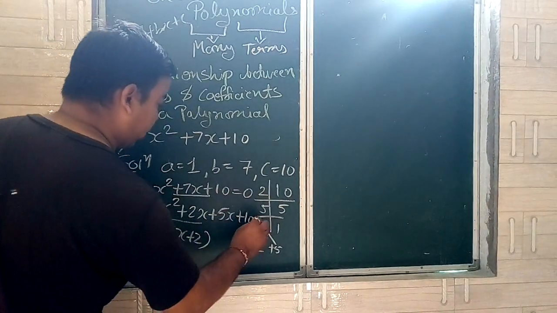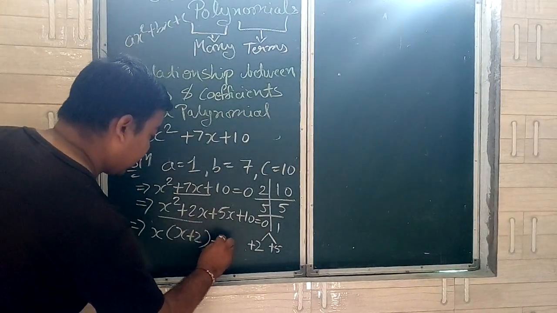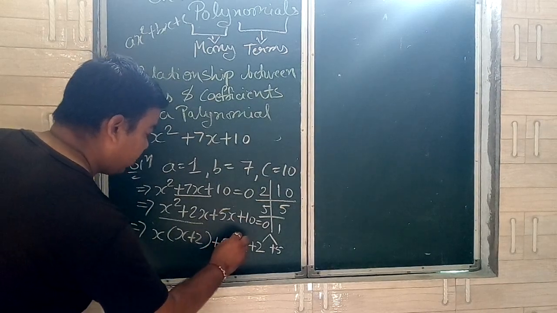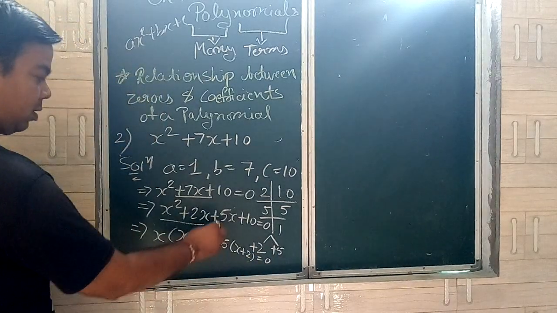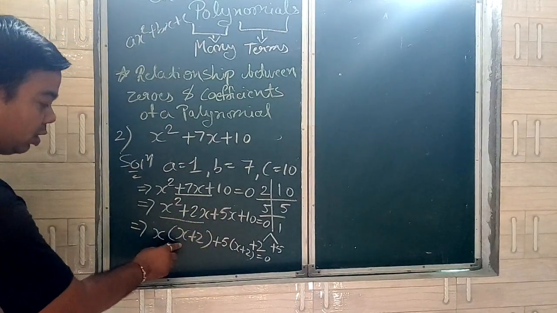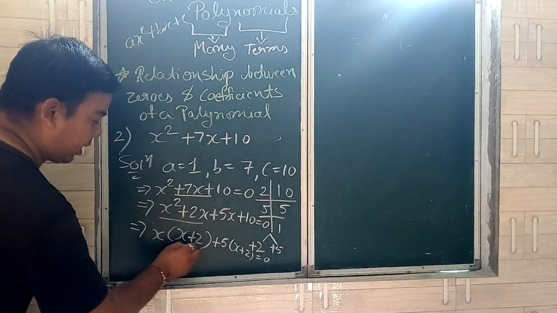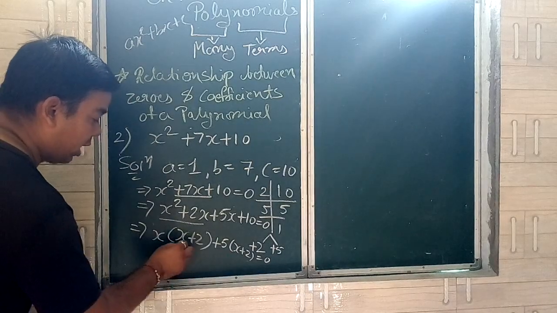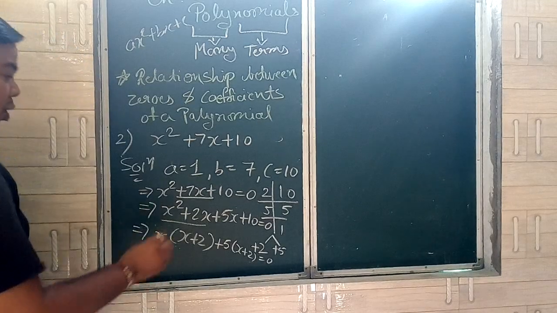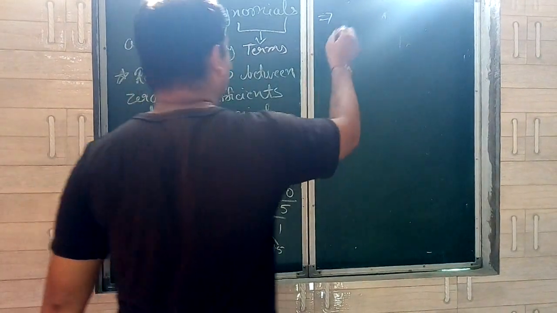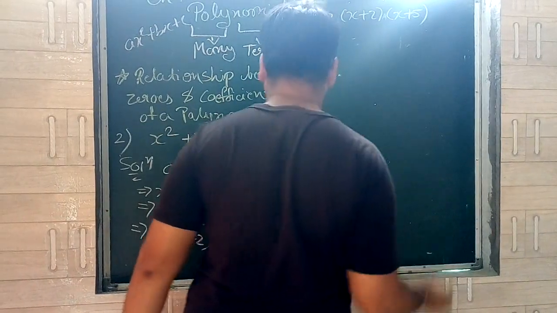And here the common factor is 5, 5 into x plus 2. You see, this factor will always be the same. What are the uncommon factors? x plus 2 is common. Now we have two factors, x plus 2 and x plus 5.